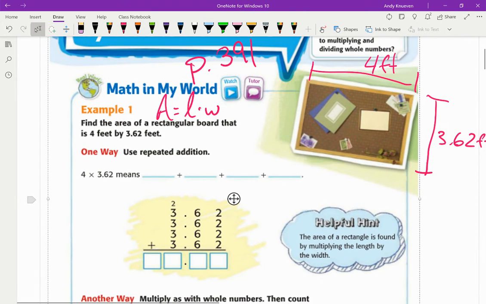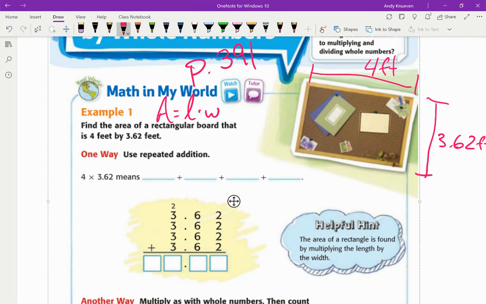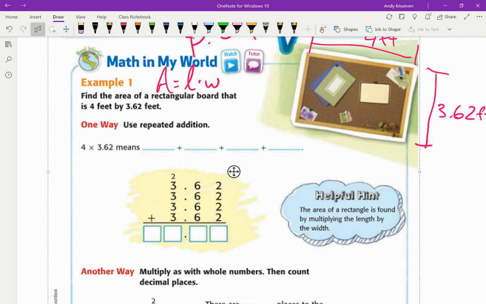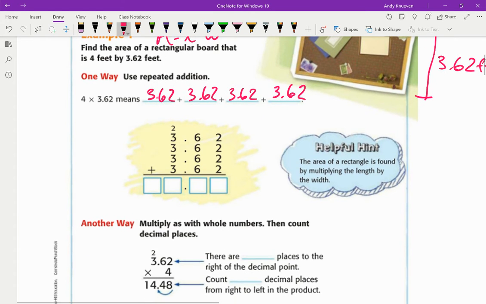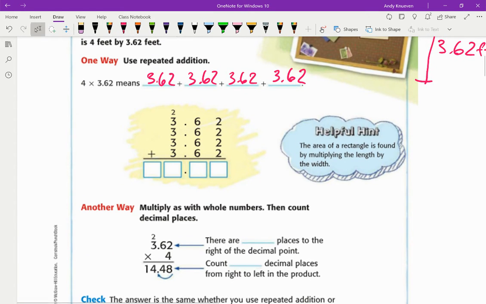Well, 4 times 3.62 means, really, multiplication is repeat addition, just like exponents are repeat multiplication. So 3.62 plus 3.62 plus 3.62 plus 3.62. Goodness gracious, that's a lot of work. And what if we were to add this? All right, pull up a chair. Hope you get comfy.